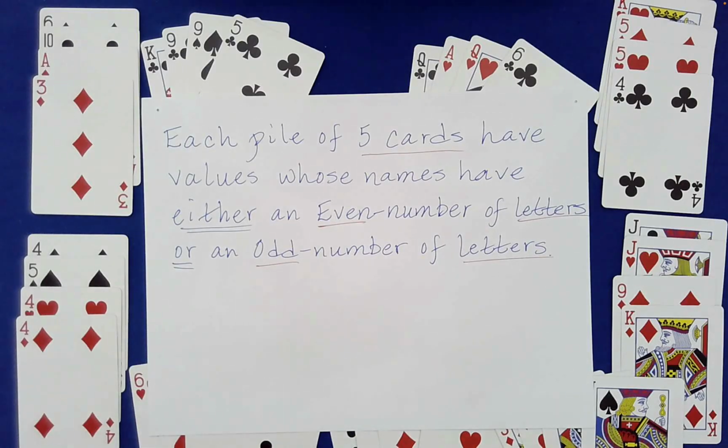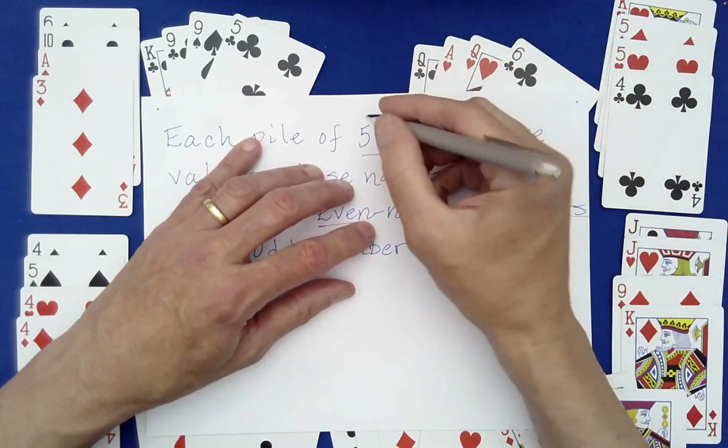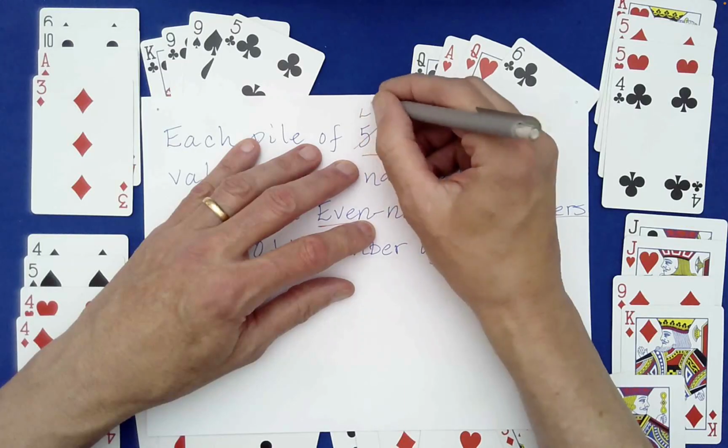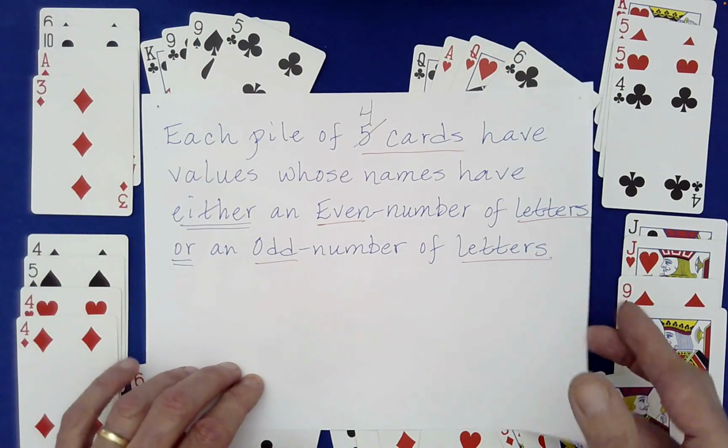Because 5 times 10 is 50, not 40, which is how many cards we have here. So let's go ahead and make a correction to some idiots right up here. Let's see, so there should be 4 cards, not 5. Okay, well, let's just see if the rest of it even makes sense. So each pile of 4 cards have values whose names have either an even number of letters or an odd number. What a strange prediction.